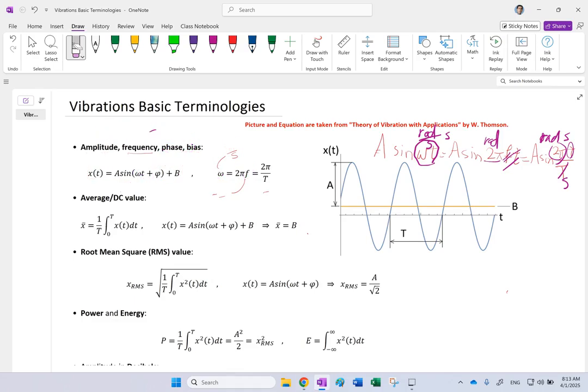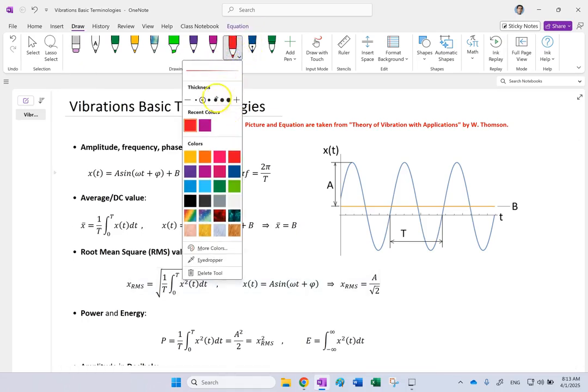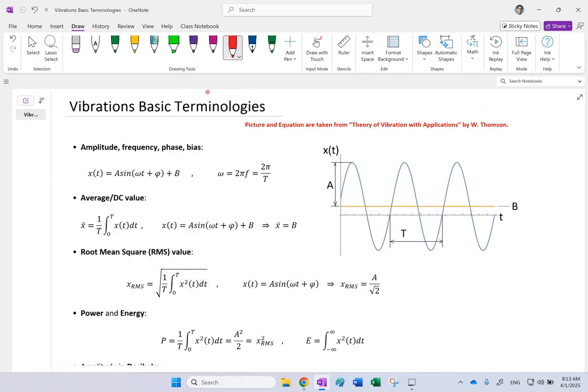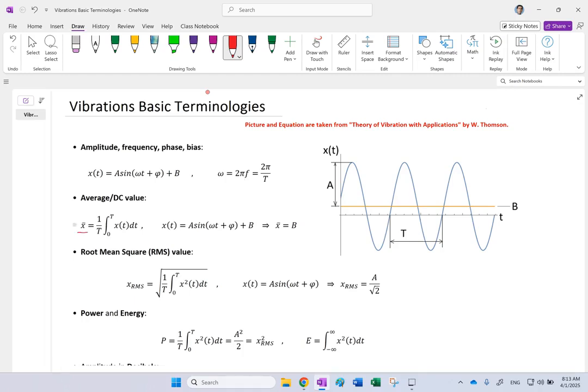Okay, what else do we have? The next thing we have is the average of the signal, and in many other places you see it called the DC value. So DC value is simply the average of the signal over one period. You integrate the signal over one period divided by the period, and that is called the average for a periodic function.